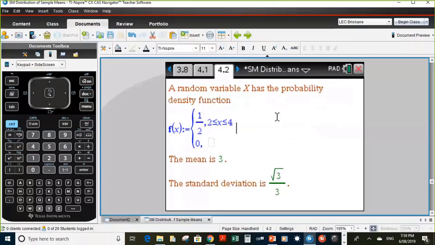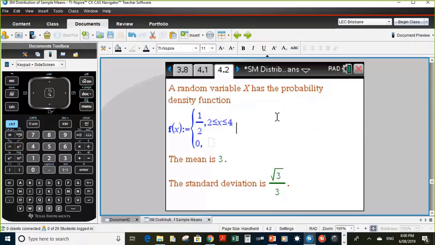We look at a random variable capital X which has that probability density function. This is an example of the uniform distribution or rectangular distribution. So it's equal to a half for X values from 2 to 4 and 0 otherwise. Now, in general, that can be written as the definite integral from a to b of 1 on b minus a dx, and the mean is just a plus b on 2. So in other words, it's 2 plus 4 on 2, which is 3.